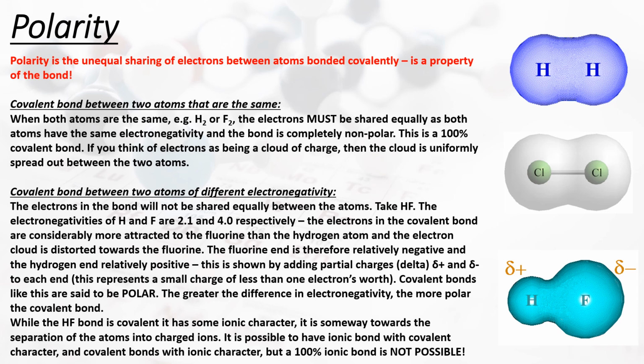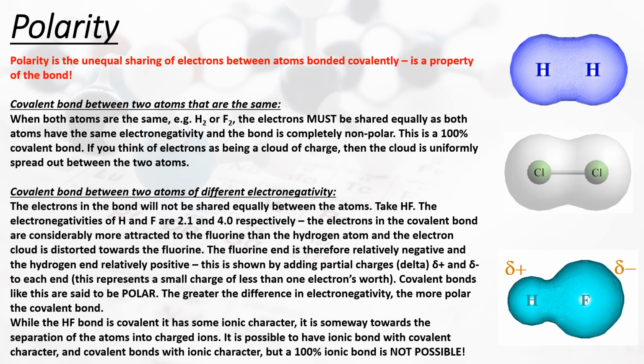That would be if we had our actual full transfer of electron from our hydrogen atom to our fluorine atom to make a hydrogen ion and a fluorine ion. Now here we haven't had actual full electron transfer, but we have had this electron kind of sort of shifting towards the fluorine. So we've not quite gone all the way to making it an ionic bond, but there is now some ionic character. It's some way towards the separation of atoms into charged ions.